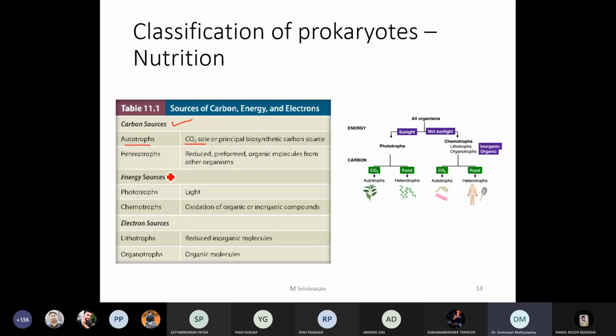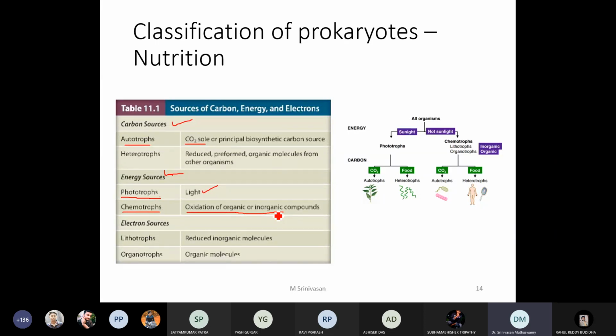And next, the requirement is the energy source. What kind of energy do they utilize? One group of organisms uses light; they are called phototrophs. The term photo is used to mention light. Because they utilize light, they are called phototrophs. And the second group of organisms is called chemotrophs, because they use chemical energy. So they oxidize organic and inorganic compounds that are available in other organisms.